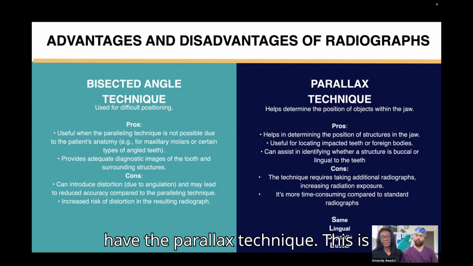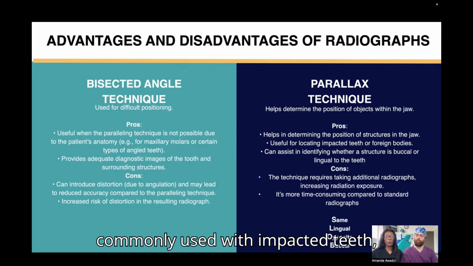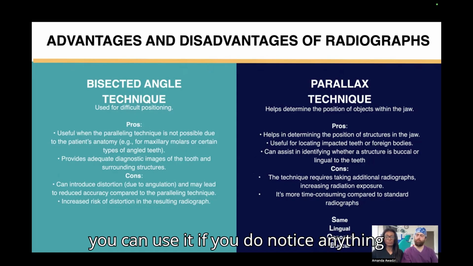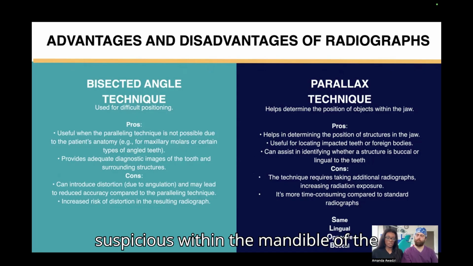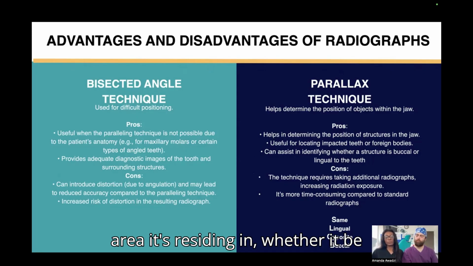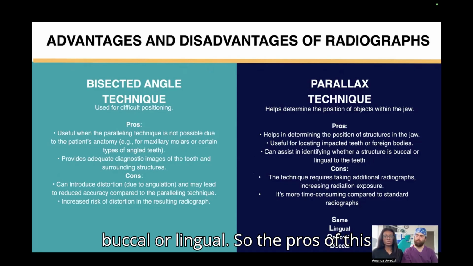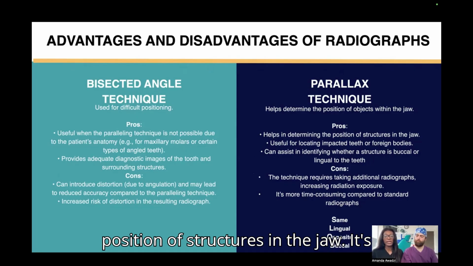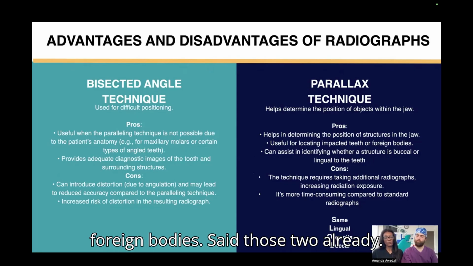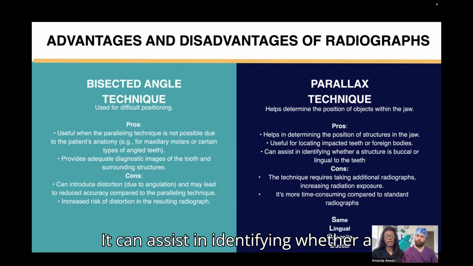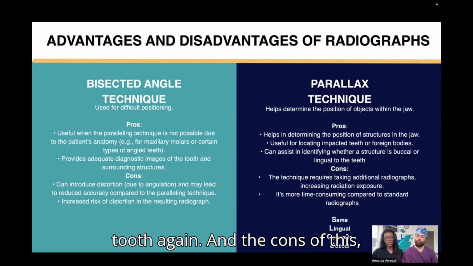Then you have the parallax technique. This is commonly used with impacted teeth, specifically with canines. Sometimes you can use it if you do notice anything suspicious within the mandible or the maxilla and you want to figure out which area it's residing in, whether it be buccal or lingual. So the pros of this is, once again, it helps determine the position of structures in the jaw. It's useful for locating impacted teeth or foreign bodies. Said those two already. It can assist in identifying whether a structure is buccal or lingual to the tooth again.